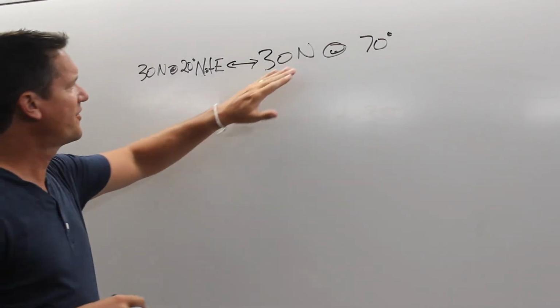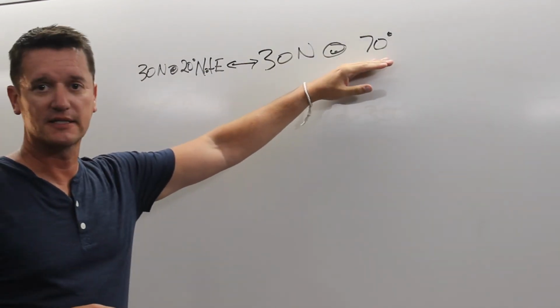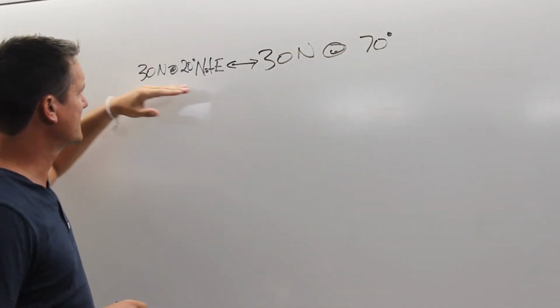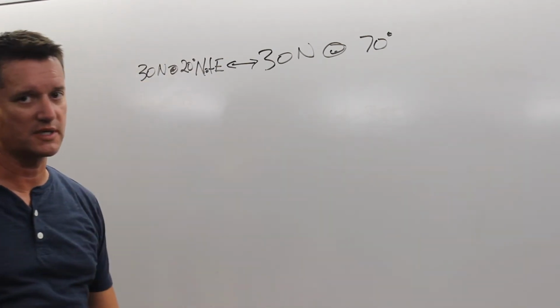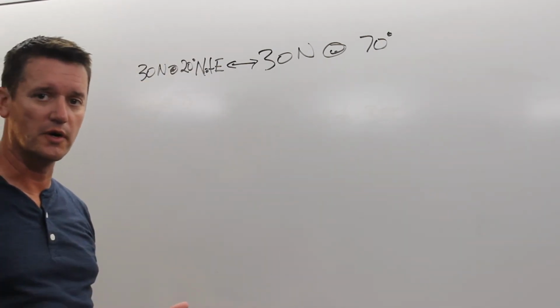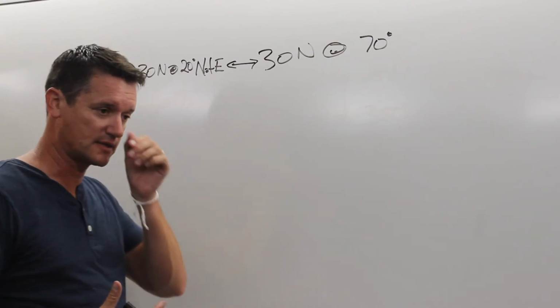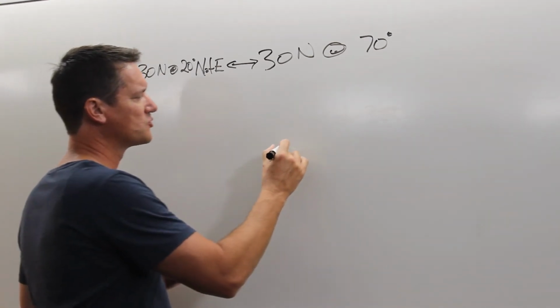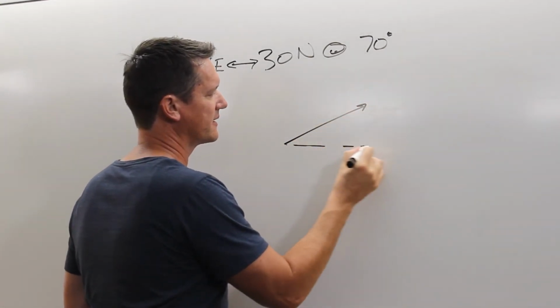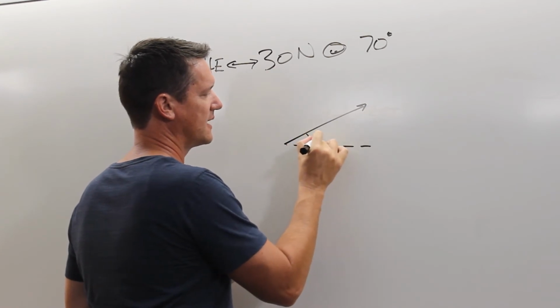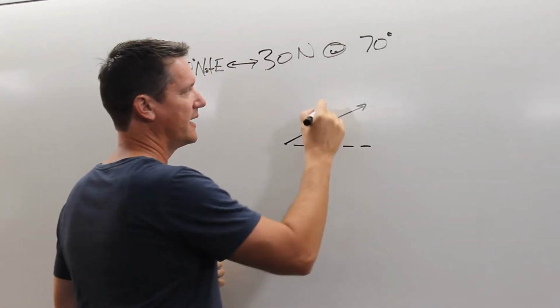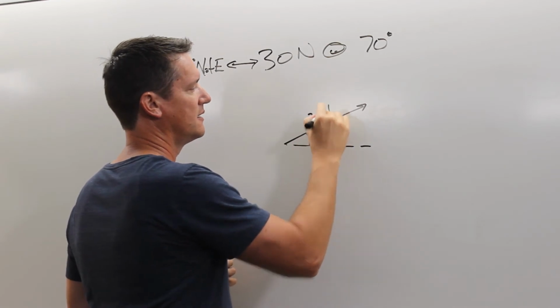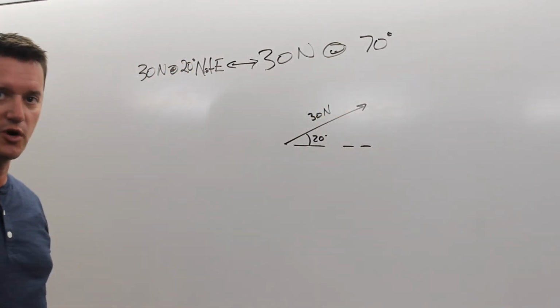All right, we're going to work with this vector here first. So we have 30 newtons at 70 degrees. That's what we started with. We also changed that to say 30 newtons at 20 degrees north of east. Those are congruent. Those are the exact same thing, the same way to describe the vector. If I were to draw this, it would look something like this. There's east. I'm 20 degrees north of east, and this is 30 newtons. This is actually how it is drawn.